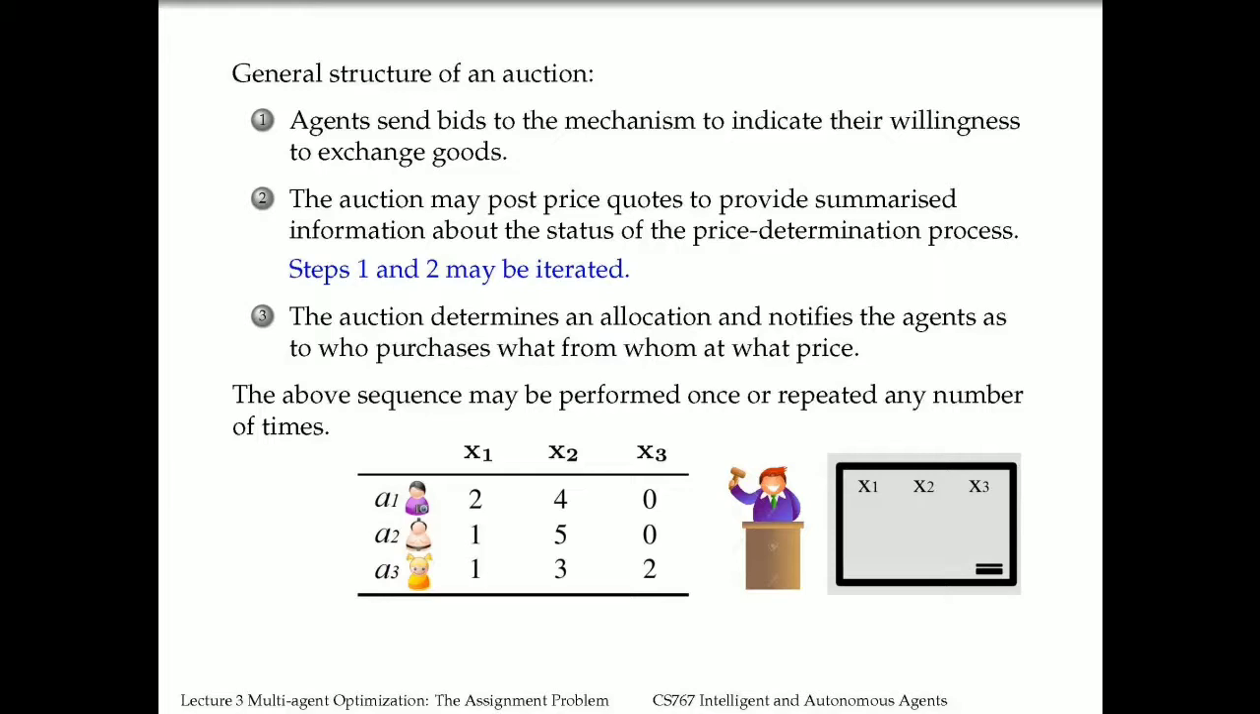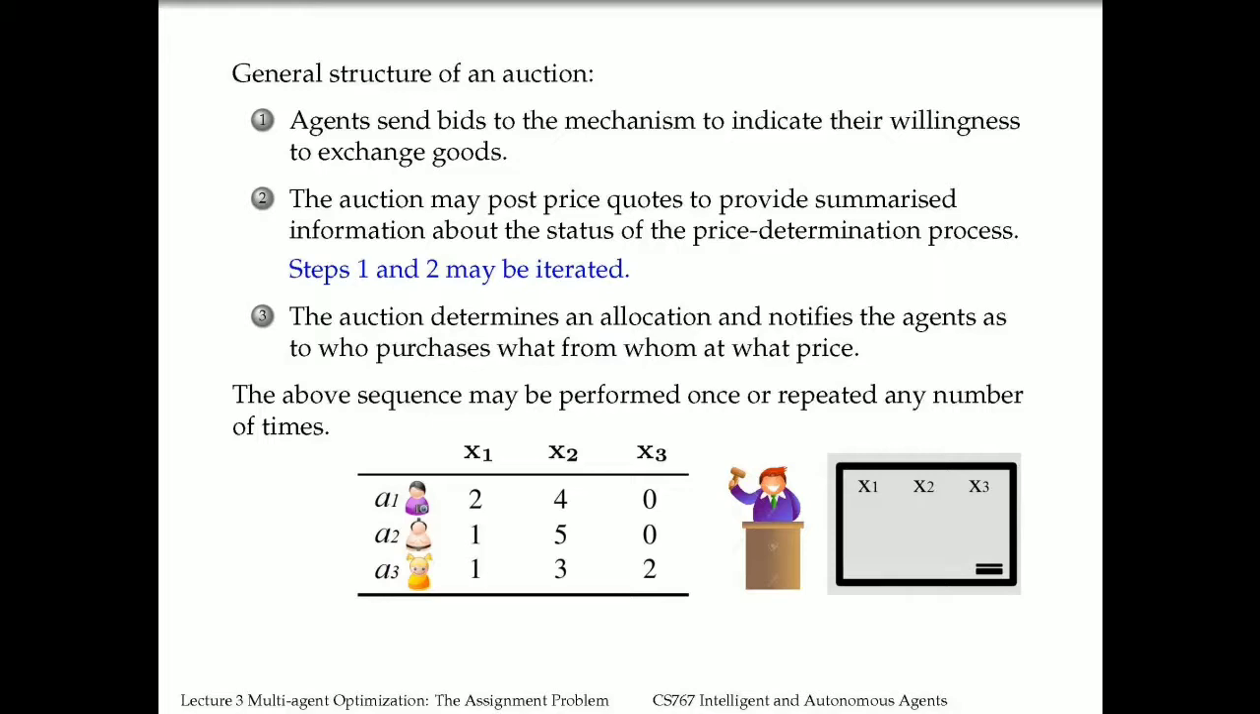So the general structure of the auction works as follows. The agent sends bids to the mechanism to indicate their willingness to exchange goods. So this bid will be essentially just saying, I would like to participate and how much money I would like to put on a certain item if I can get it. Right? The auction may post price quotes to provide summarized information about the status of the price determination process.